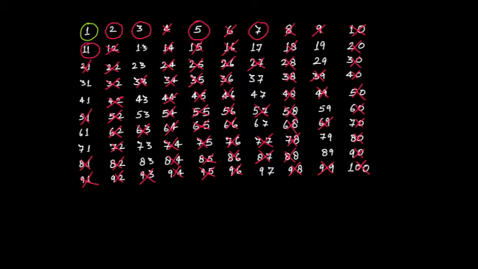Next number is 13. Is 13 a prime number? Yes, 13 is a prime number. It's only divisible by 1 or 13 and no other number. So 13, then plus 13 would be 26, and 26 plus 13 would be 39, gone. 39 plus 13 would be 52, that is gone. 52 plus 13 would be 65, gone. 65 plus 13 would be 78, that is gone. 78 plus 13 would be 91, that is gone. And 91 plus 13 would be out of our range.